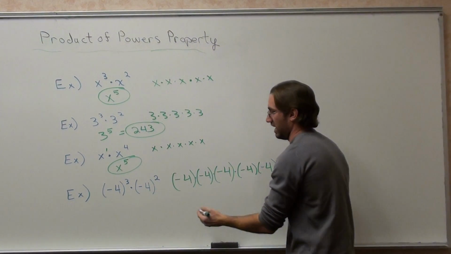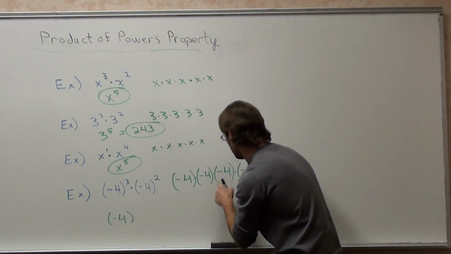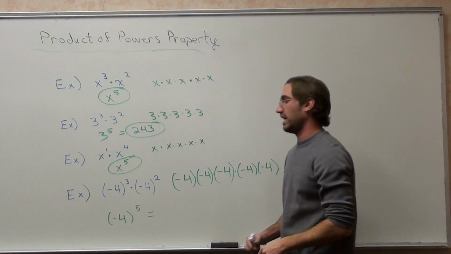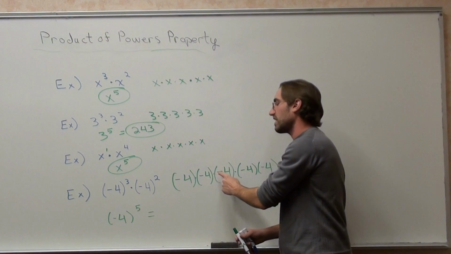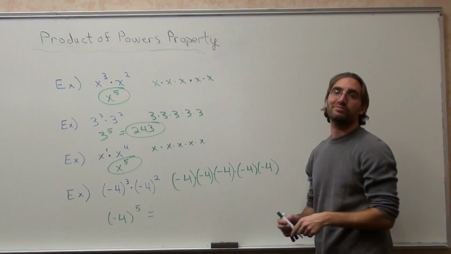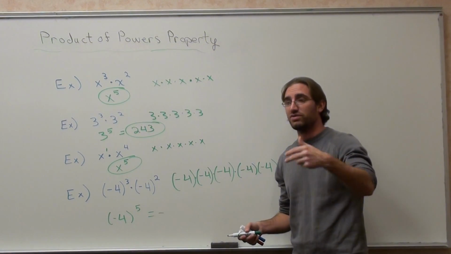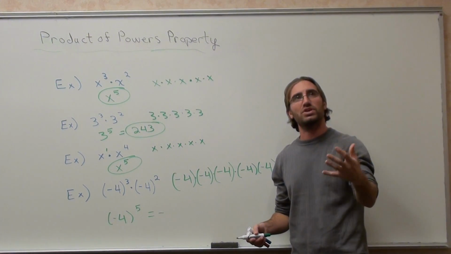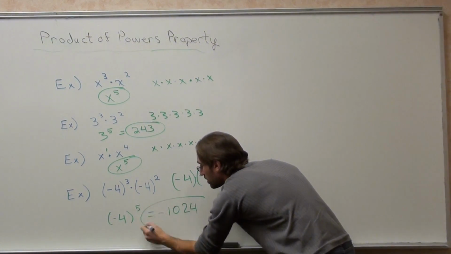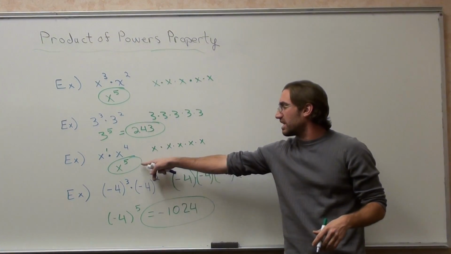And you're not going to leave it as the quantity of negative 4, 1, 2, 3, 4, 5. What you're going to do is simplify it. A negative times a negative times a negative times a negative times a negative is negative. That's a positive, positive with another one, negative. 4 times 4 is 16, times 4 is 64, times 4 is 256, times 4 is 1,024. So that's your answer.